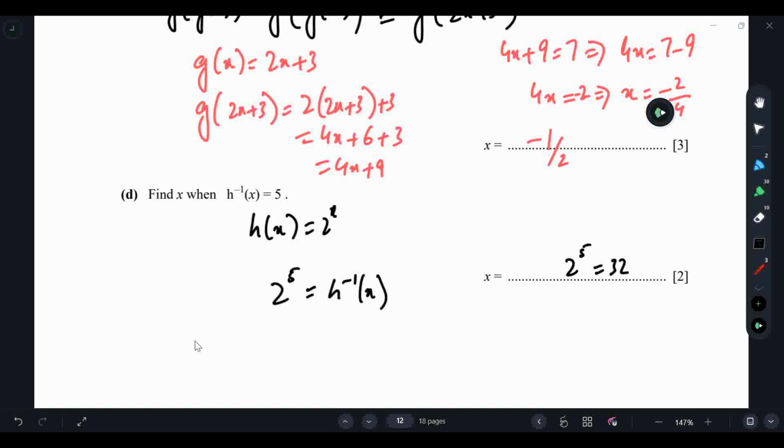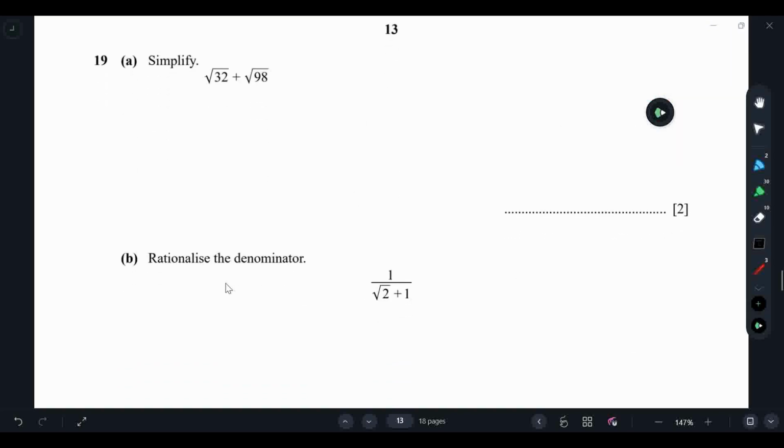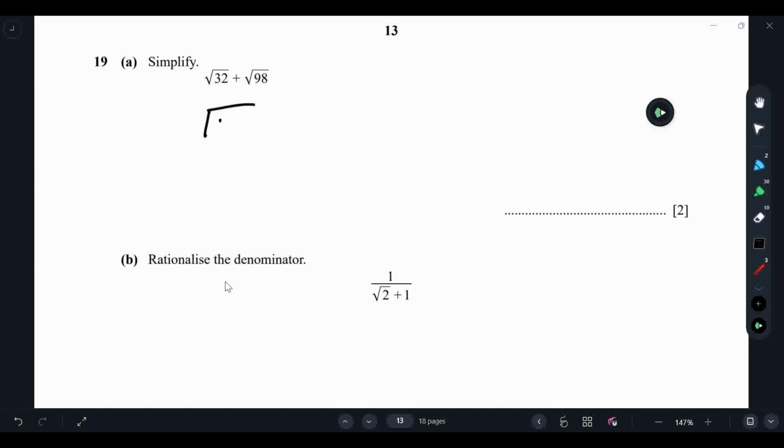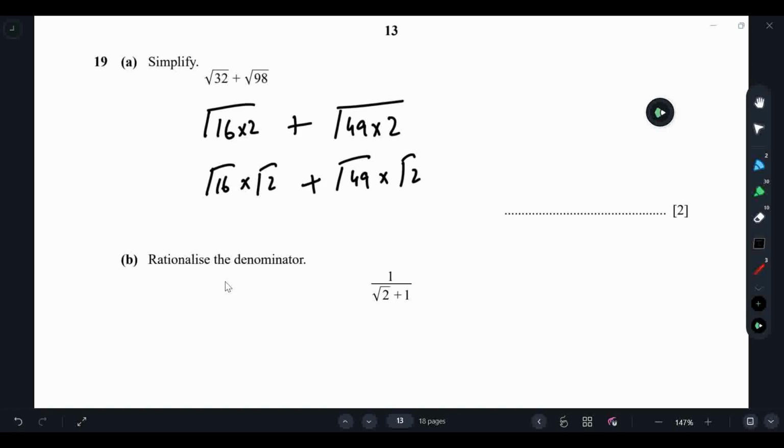Let's move to the next question, question number 19. Question number 19 is related to the surds, and we are not used to it, so this will be the new topic in May June 2024. So we need to simplify it using the basic rules of indices. We know that 49 multiplied by 2 will be equal to 98. So square root of 16 multiplied by square root of 2 plus square root of 49 multiplied by square root of 2.